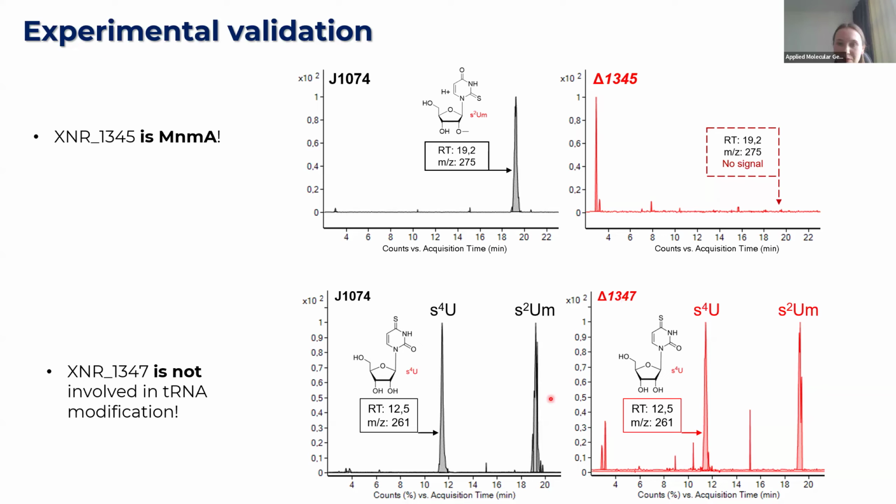But in the case of the 1347 gene, we did not observe any alteration in the tRNA modification spectrum. So we have the same peaks here. And therefore, we conclude that 1347 is not involved in the tRNA modification process, despite bioinformatic evidence of similarity to known YrvO enzymes.